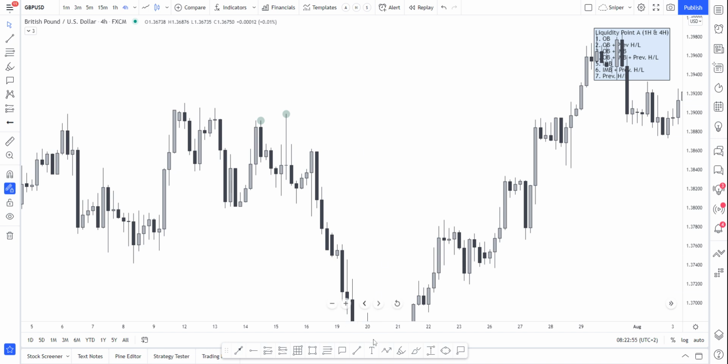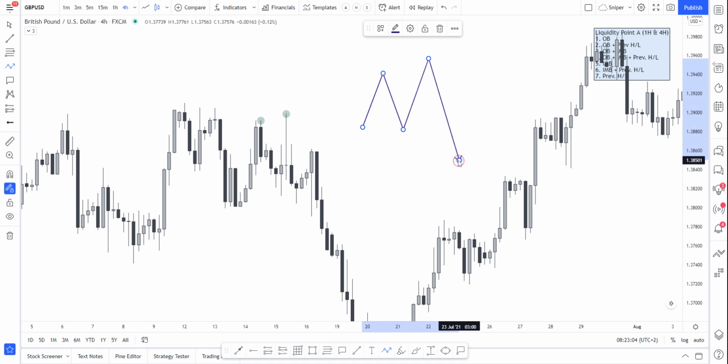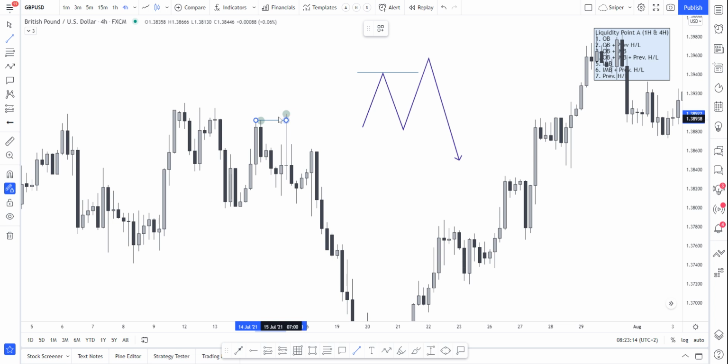What I mean by sweep, basically when we have a high, we want to see price come back up, grab all the liquidity above it, and then impulsively move down. That is a sweep, when price took the liquidity above the high and then moved impulsively towards the downside. So you can see there, price took the liquidity above that high and moved down lower.